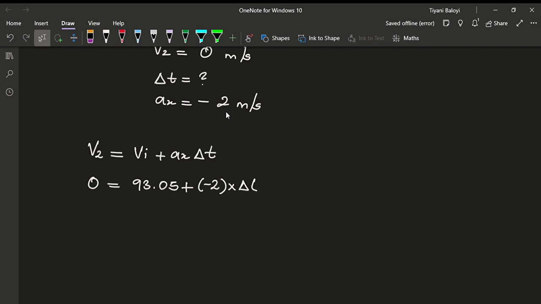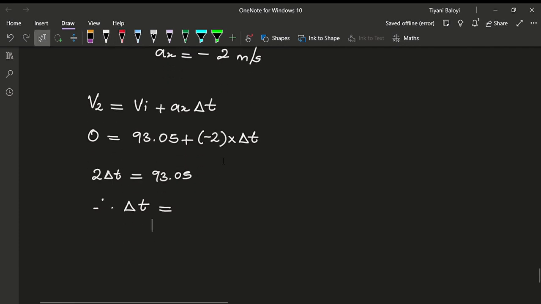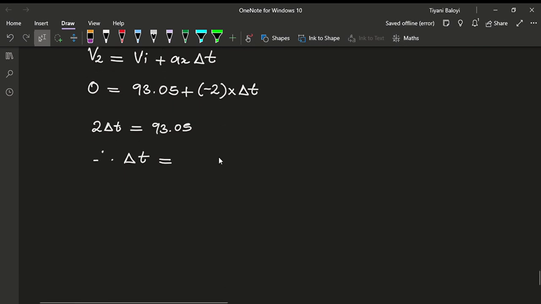So if this is negative, we take it to that side, it will be positive. So you're going to have 2 change in t is equal to 9.05. Therefore, change in t, this will be divided by 2, right? Divided by 2, you get, let's see, 9.05 divided by 2, that's 4.525, right? You can write it as 4.5 or as 4.53 because we have a 5 and we have 0 after that 5. So you can just write it as 4.52 or 4.53, it's fine.